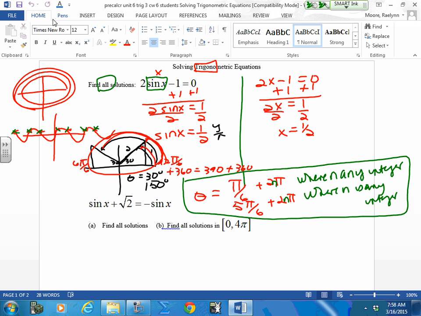So the first time through, guys, I add 2 pi. The second time through, I would have added 4 pi. Then I would have added 6 pi. Then I would have added 8 pi. So it's the same as 2n. These are all the times I would add pi. It's the same as this. 2 times 1, 2. 2 times 2, 4. 2 times 3, 6. 2 times 4, 8. See it? 2n pi. These are all solutions.